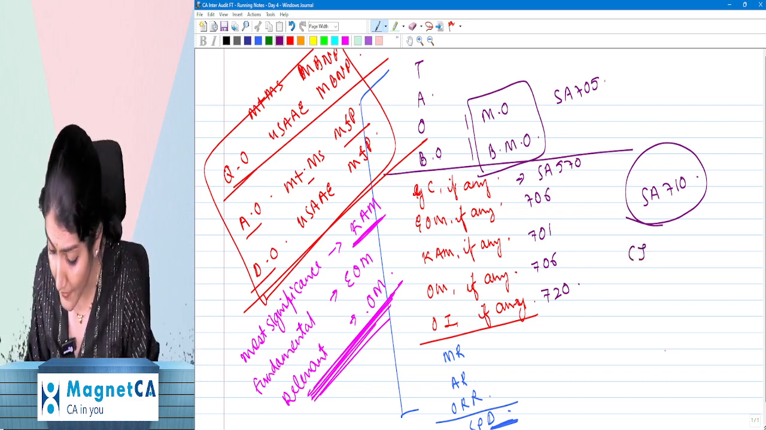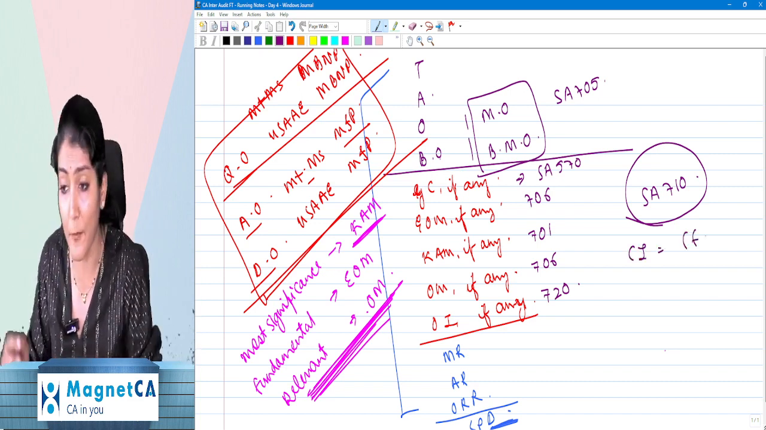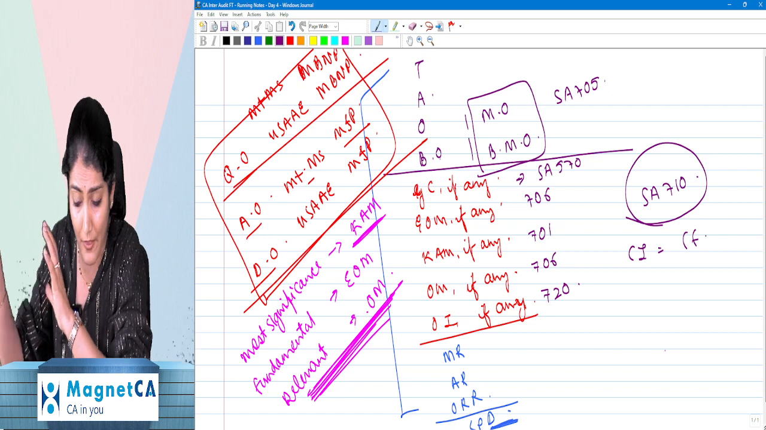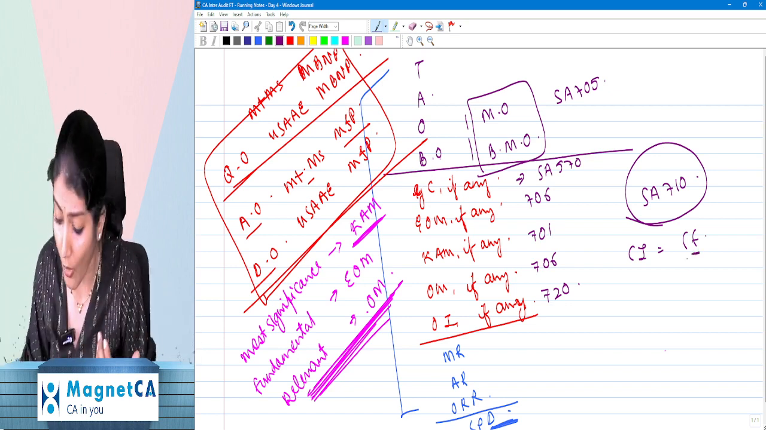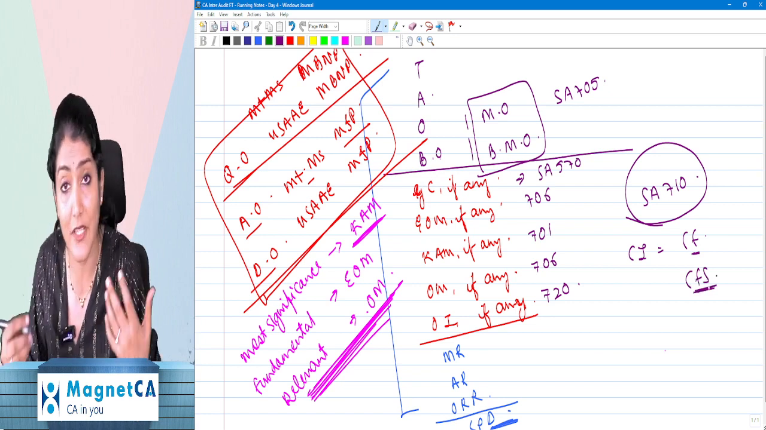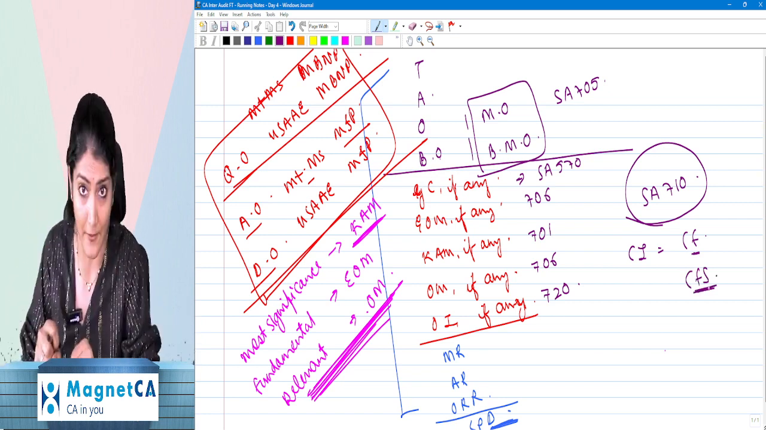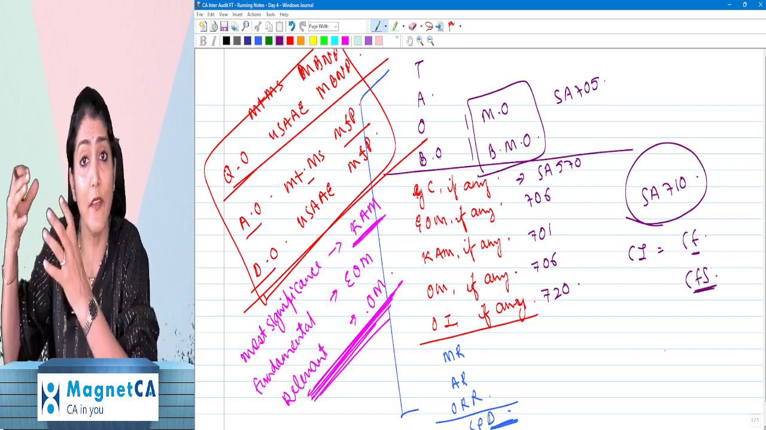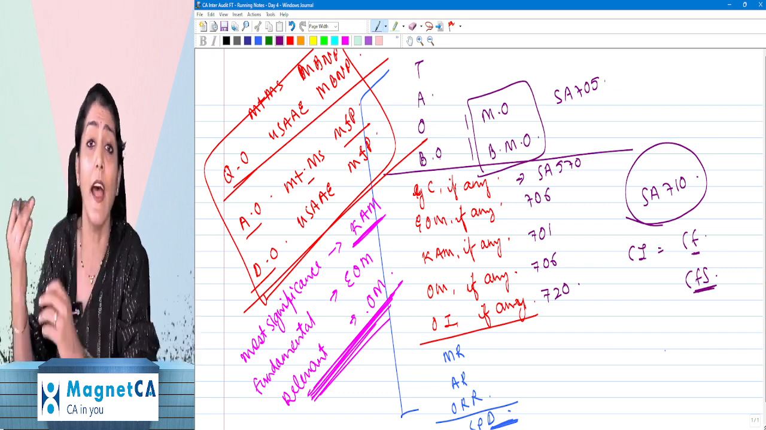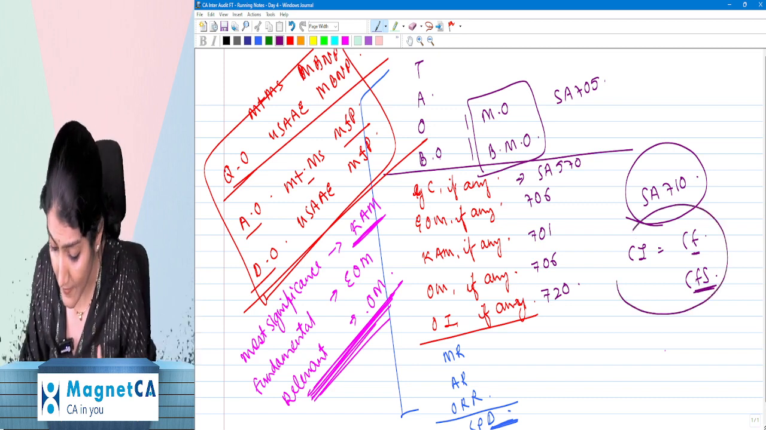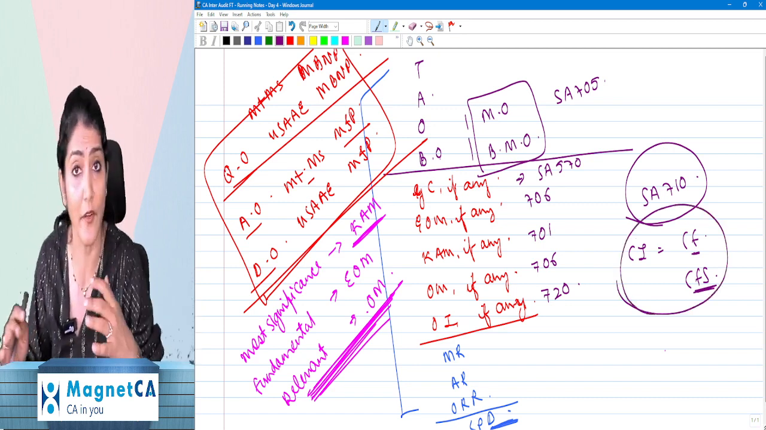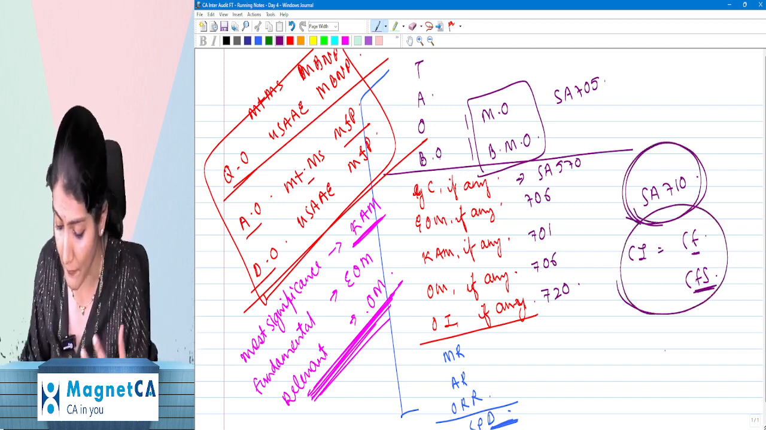Comparative information could be corresponding figures, where only previous year figures are given and the auditor's opinion is only for the current period. Or it could be comparative financial statements, where the entire set of financial statements of previous year or years is given and the auditor's opinion is for all the periods. And then we discussed the audit procedures and the audit reporting for the comparative information.